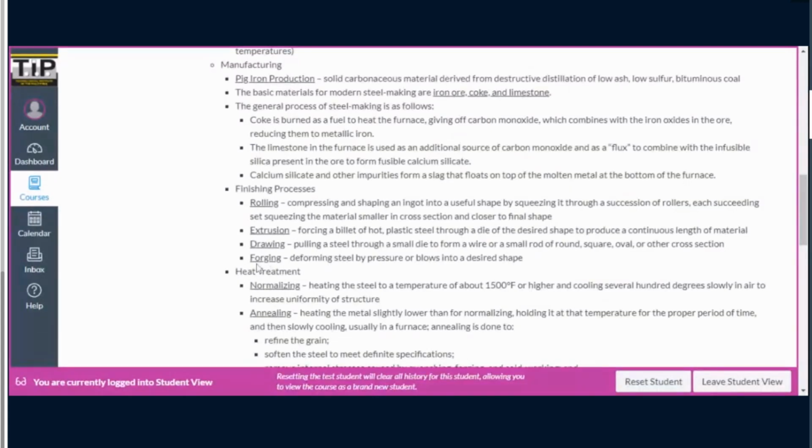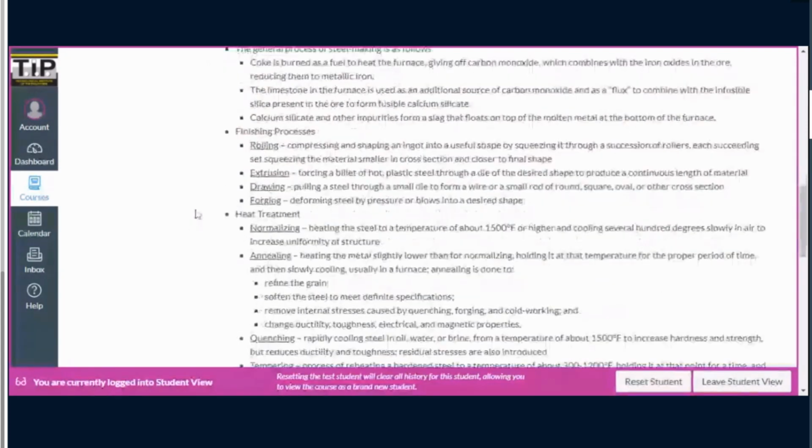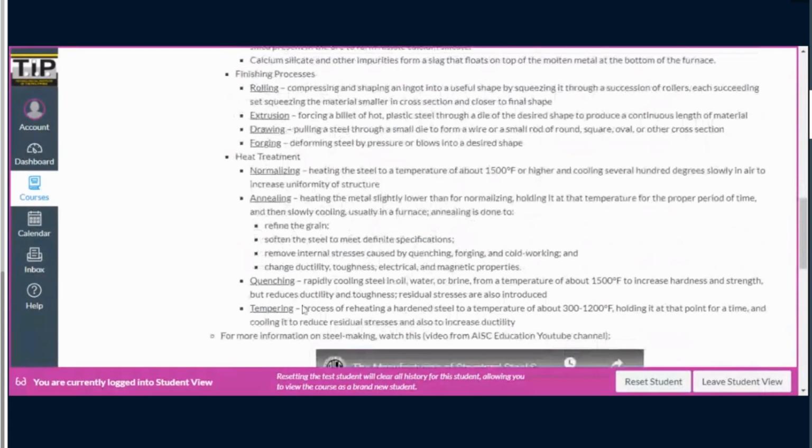And lastly, forging, forming steel by pressure or blows into a desired shape. So this one is usually used in making blades. So okay, once you have the finishing process, you now have to do some heat treatment in order to increase the grain uniformity of the material, and at the same time to improve the material properties. So what are these heat treatment processes?